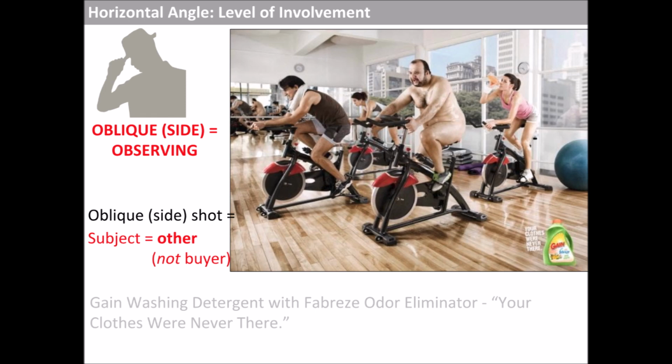Most customers don't want to imagine themselves as an overweight man who arrived naked at the crowded local gym. So the oblique or side horizontal angle gives us permission to think of him as something other, rather than someone like ourselves. If we use the product, we'll get the benefits, but we won't find ourselves in this ridiculous situation. Once again, we're given permission to laugh at someone and still buy the product because of the carefully chosen horizontal angle.